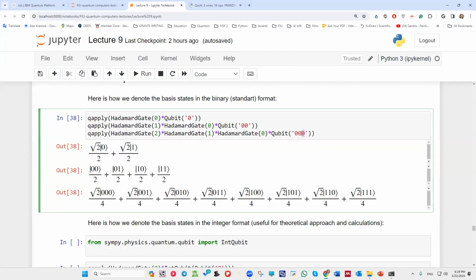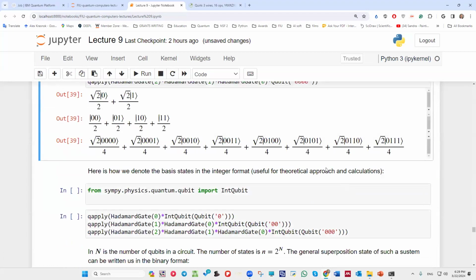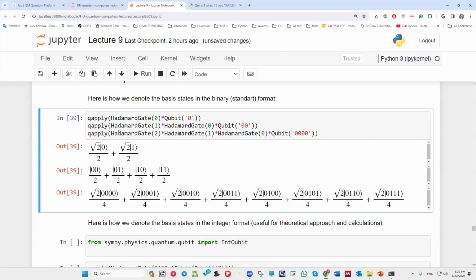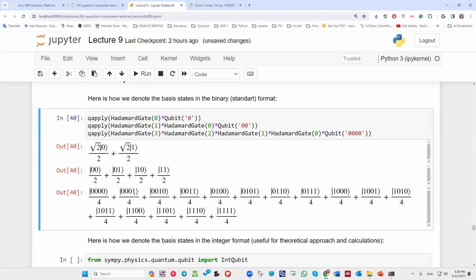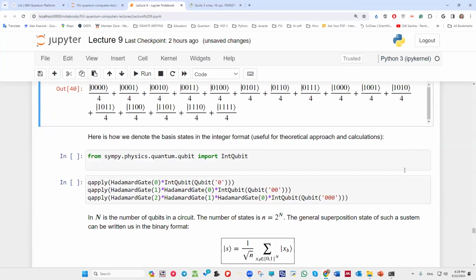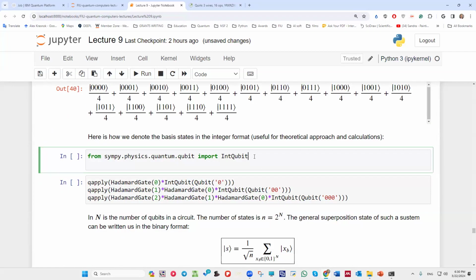Also, as you can see, if we add more and more qubits to the system, the number of terms grows exponentially, and it's not feasible to write these states out, right? So how can we enumerate them, how can we write summations of them? That's why a better way to represent the states of the qubits is using the integer format.